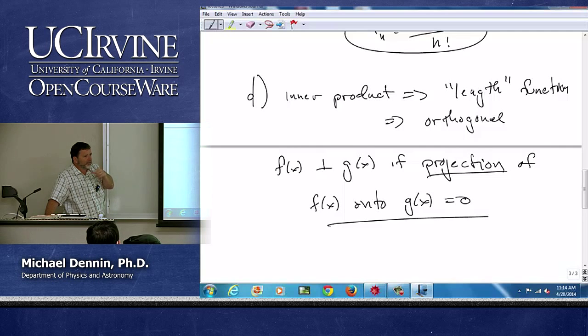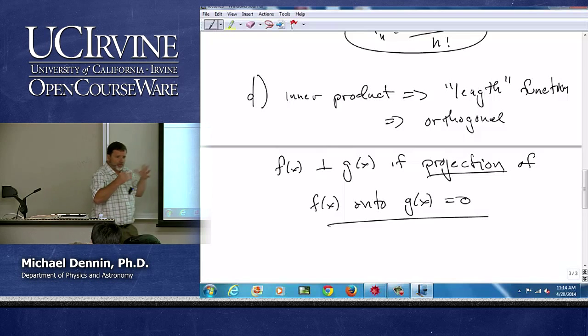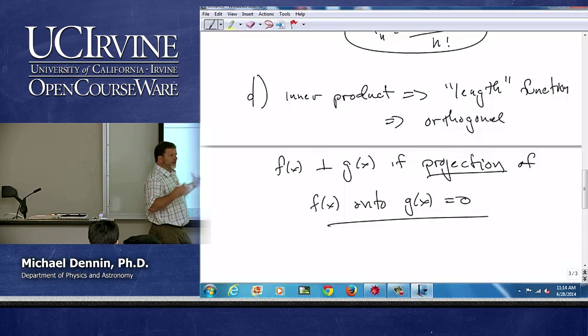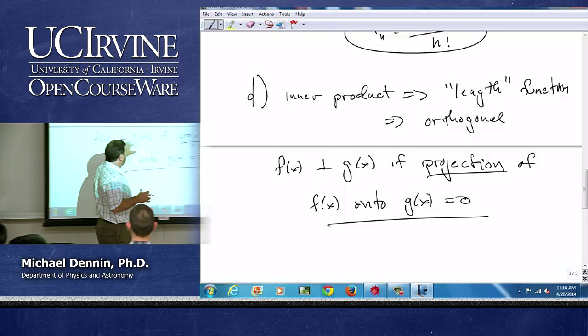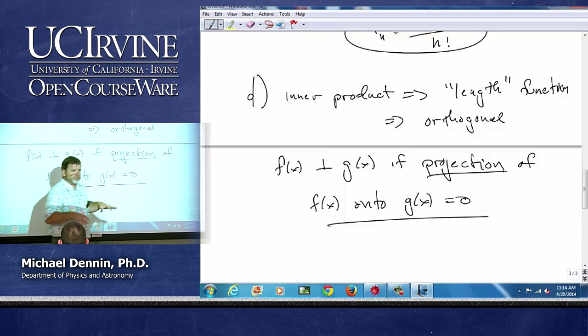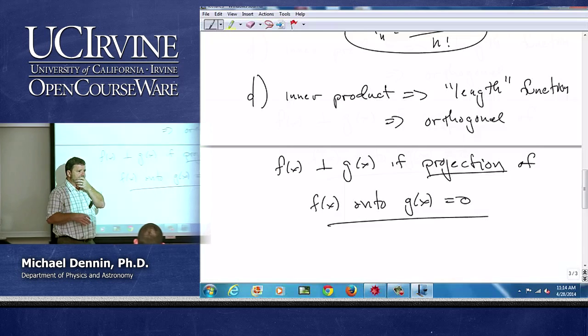Talk to the person next to you about this. Think about all the things you could do to a function. What are some actions you could do to a function that would give you a natural intuitive idea of how big the function is over the whole domain you're looking at, and a natural idea of whether that function would project onto another function? Talk to the person next to you about that.